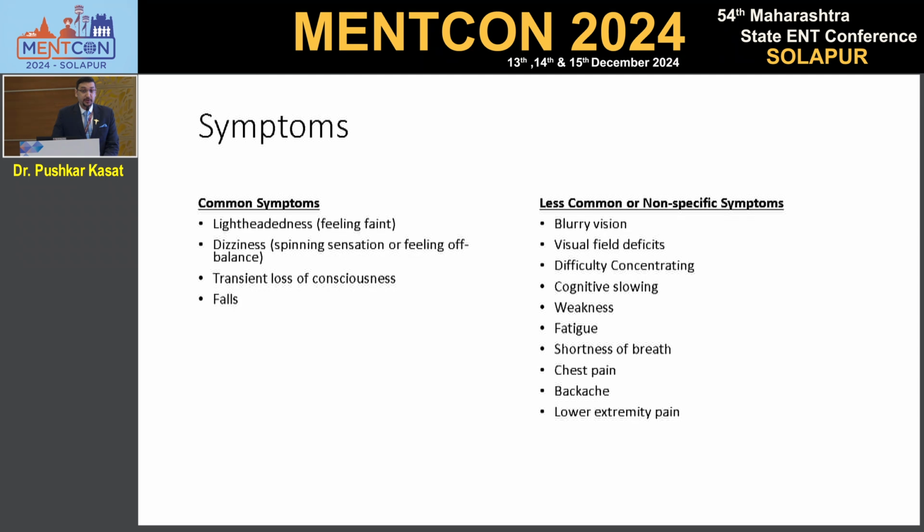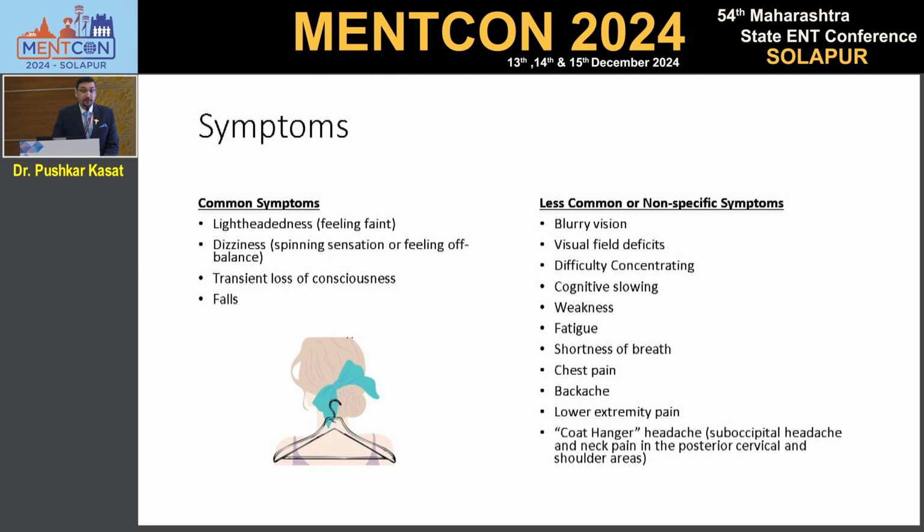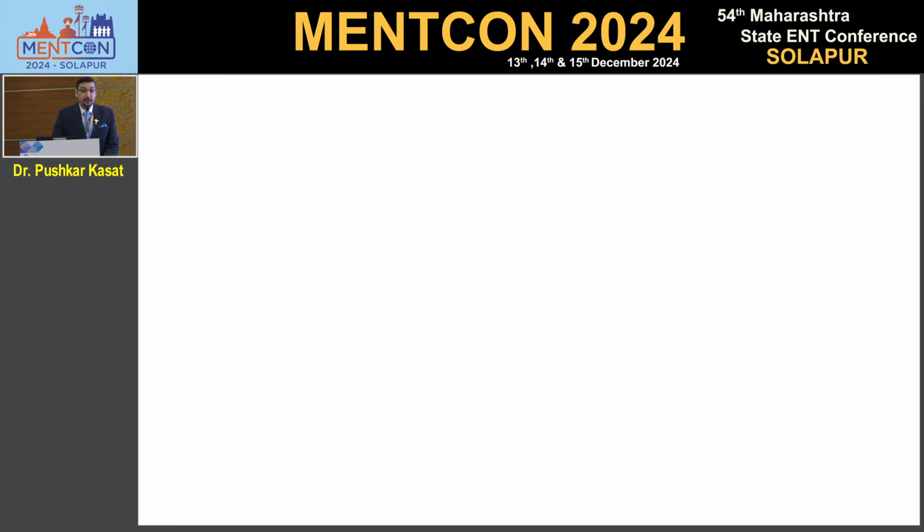There is something called a coat hanger pain or coat hanger headache, where there is a pain in the suboccipital headache and neck pain in the posterior cervical and shoulder areas. Many of us must have experienced that such kind of patients come, they tell us we have pain in the occipital region, neck pain is there, and most of these patients land up with the orthopedic surgeon. But it could be orthostatic hypotension.